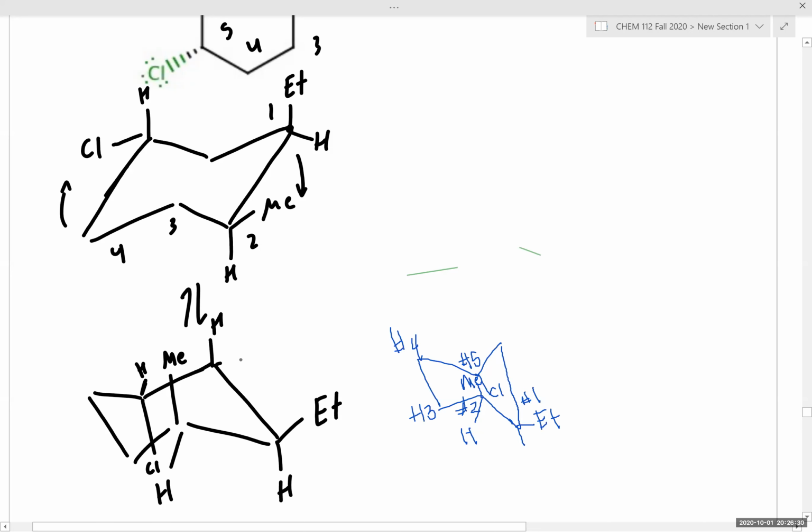So adding in our hydrogens to this process, we have both of our chair conformations drawn out. Let's add in our hydrogens and then let's calculate and identify the lowest energy conformation.